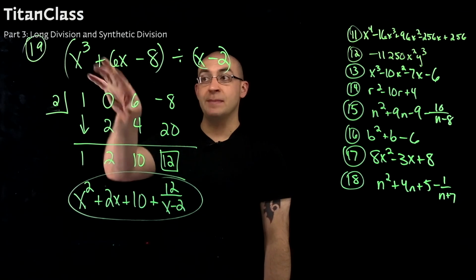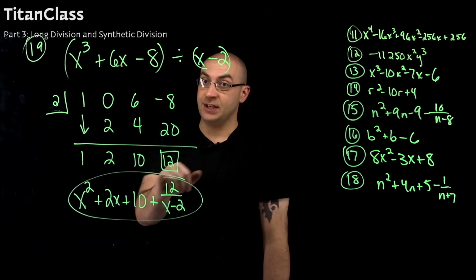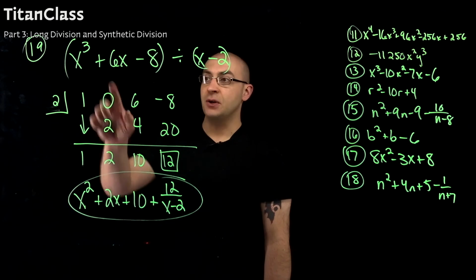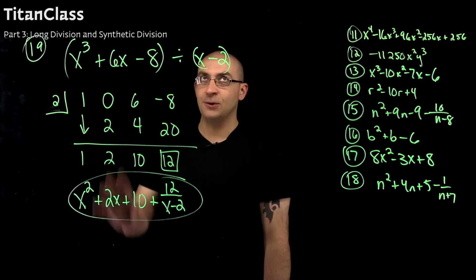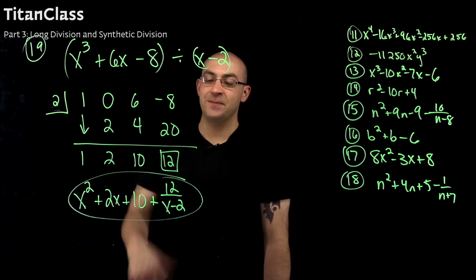So be careful. Just because we're missing a term here does not mean we are missing a term here. That will never happen, okay? So make sure you put a 0 placeholder for the x squared term, and then we'll be done.